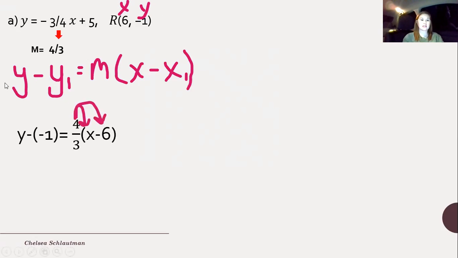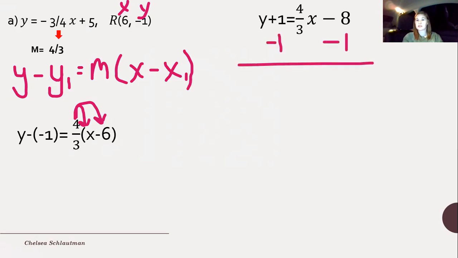What we're going to do here is take this 4/3 and distribute it across. We're going to multiply the 4/3 times x and then the 4/3 times -6. And this is going to be our answer that we get from doing the math there. We have y plus 1 equals 4/3x minus 8. What we're going to do next is get y by itself. And in order to do that, we are going to subtract 1 from both sides. And this will give us our final answer, y equals 4/3x minus 9.